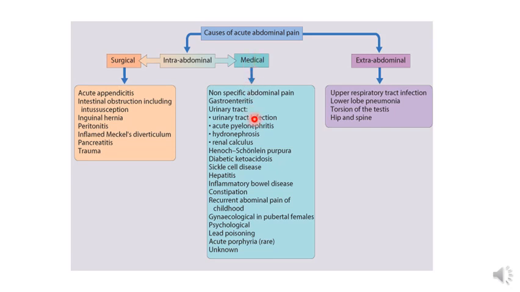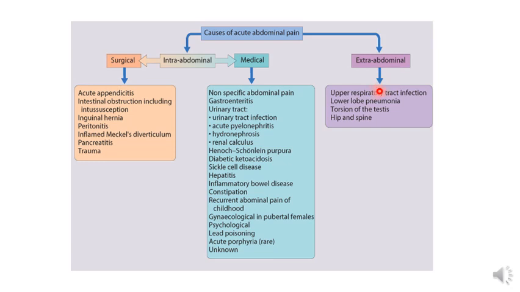Medical problems may be more important than specific abdominal pain: functional, gastroenteritis, UTI, Henoch-Schönlein purpura, diabetic ketoacidosis. You should check for glucose in the blood and urine. Sickle cell crisis may cause pain. Hepatitis, inflammatory bowel disease like Crohn's disease, ulcerative colitis, and so on. Or it may be of unknown cause.